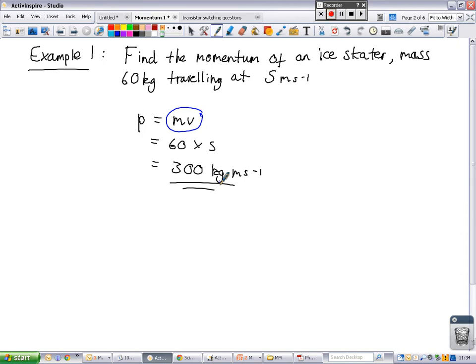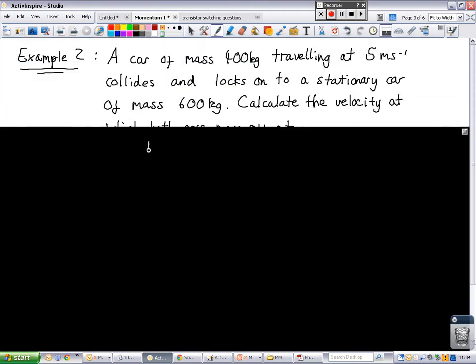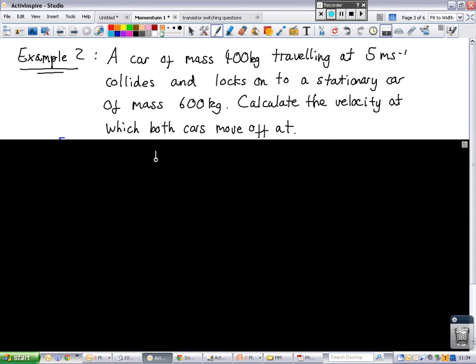But at a higher level, what we're mostly looking at is two objects colliding. So we have to consider the momentum both before the collision and after the collision as well. So we started off with an example of a car that is travelling with speed and collides with and sticks to a vehicle that is stationary.